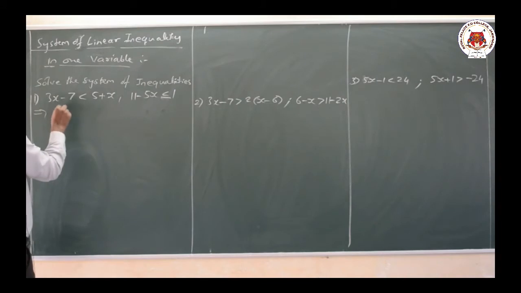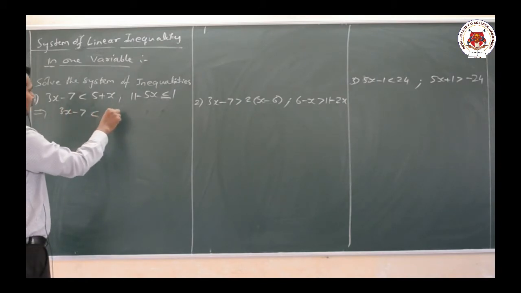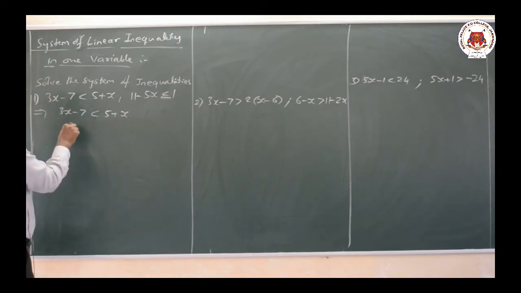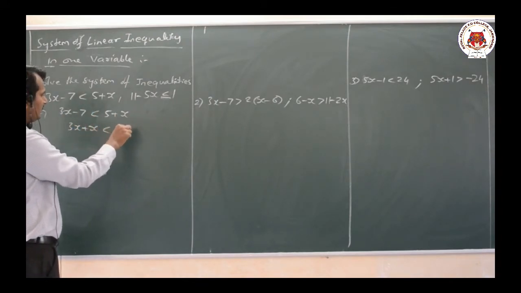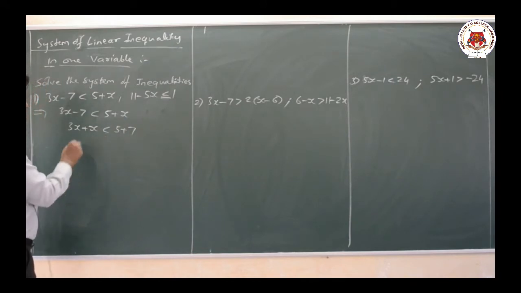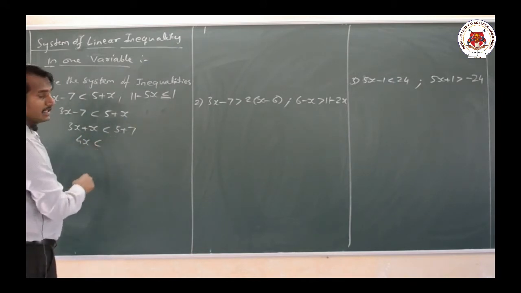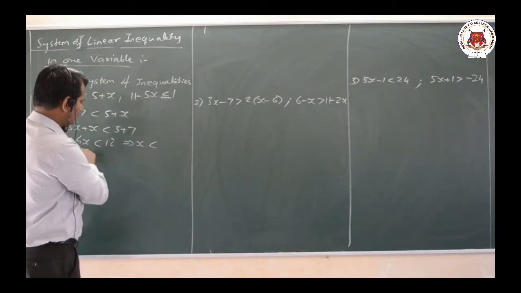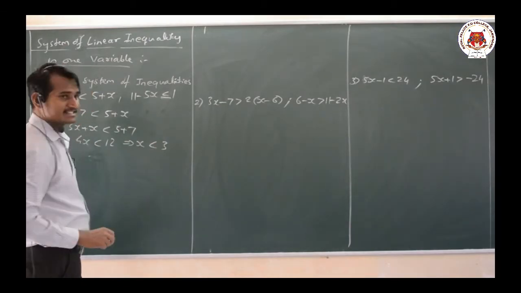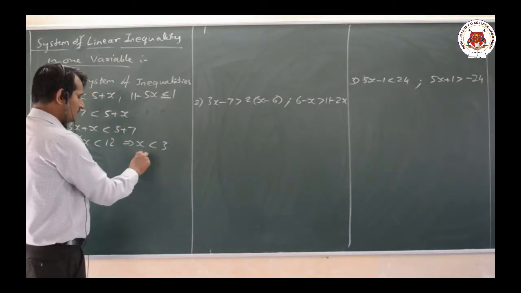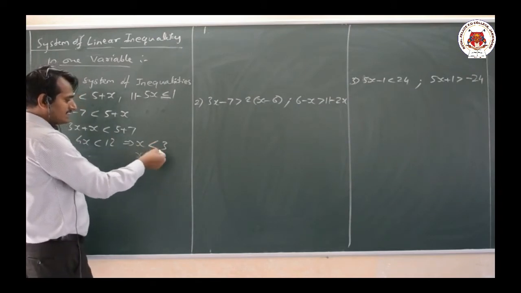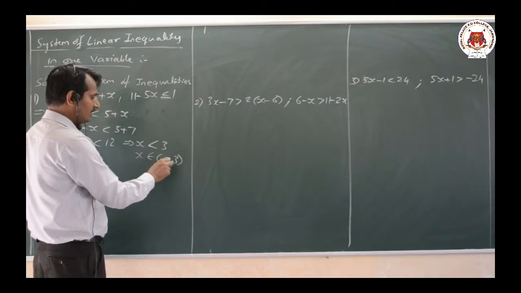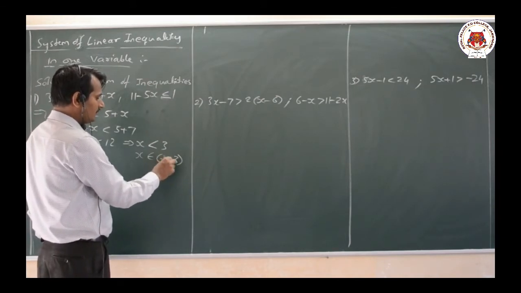The first inequality is 3x minus 7 less than 5 plus x. Now all the x values I will take to one side, that is 3x minus x is less than 5 plus 7. So now what we get is 4x less than 12. That implies x will be less than 12 divided by 4, that is x less than 3. That means what is the solution here? x belongs to, it is less than 3, the greatest value is 3, till minus infinity.